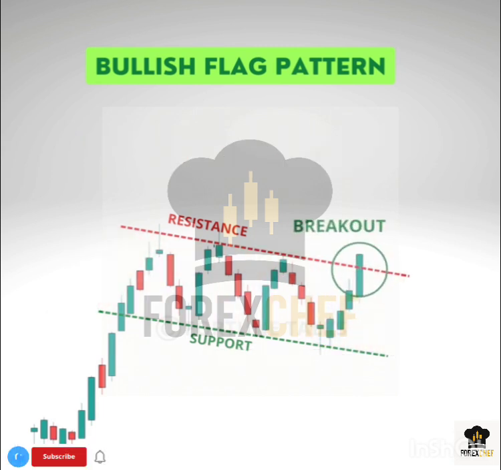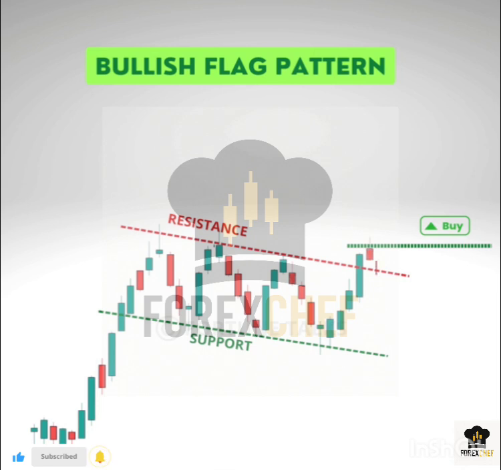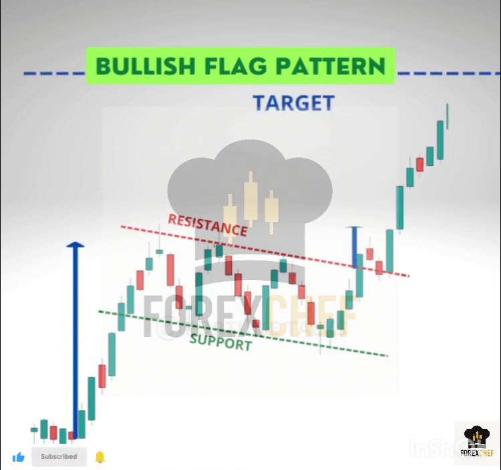When price breaks above the top of the range, you can look for buying opportunities. Take a long entry above the high of the breakout candle or after a pullback to the level after breakout. Place the stop loss below the bottom of the range. Set the target equal to the length of the flag pole from the breakout point.